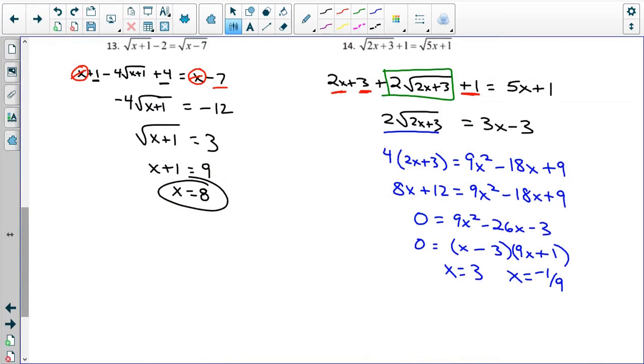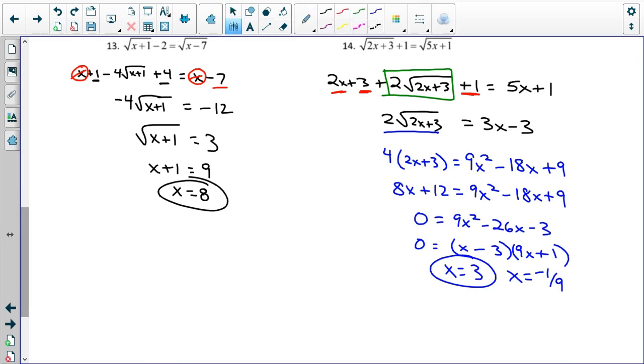If I substitute 3 in, I get 4 on the right side, and 3 plus 1 is 4 on the left side. So that works. If I substitute in negative 1/9, it appears that everything stays positive.